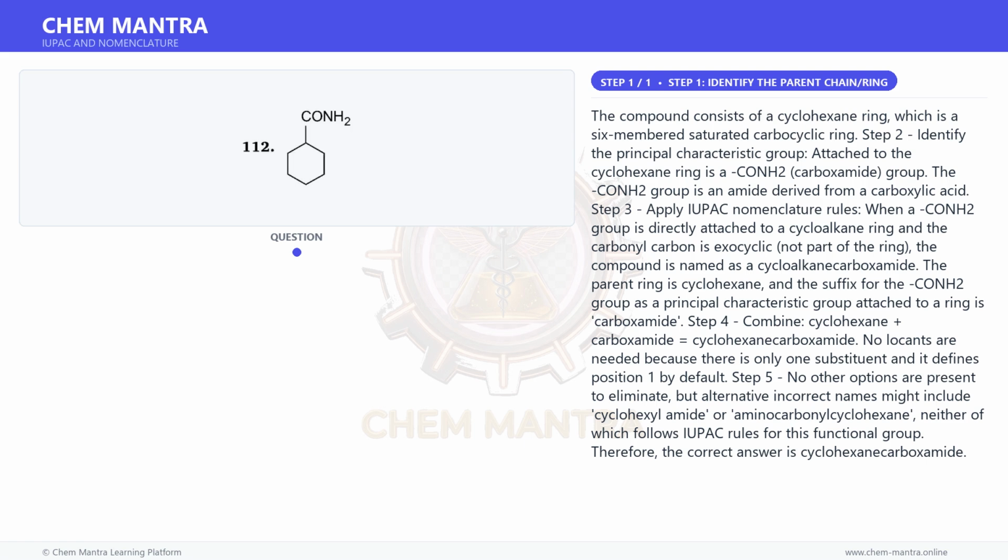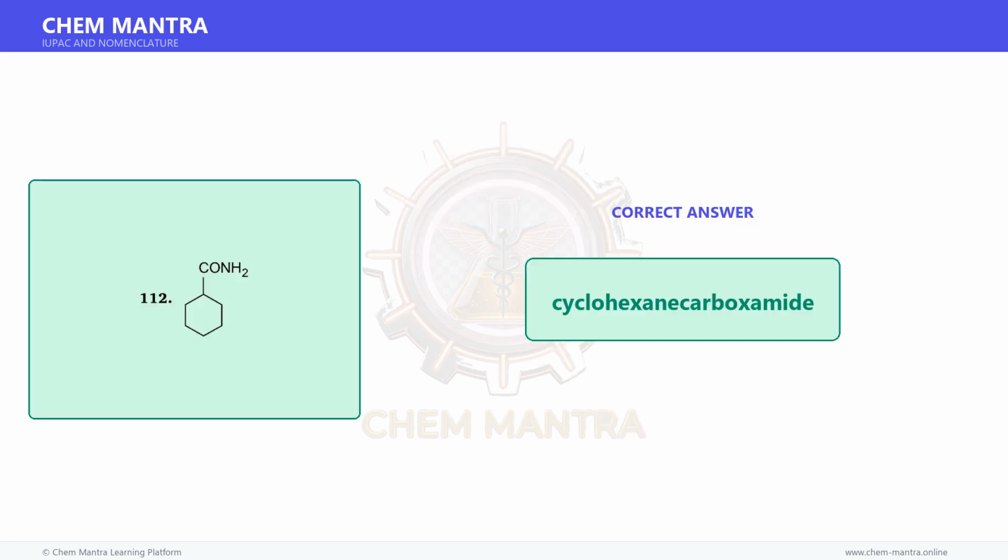Step 5. No other options are present to eliminate, but alternative incorrect names might include cyclohexyl amide or aminocarbonyl cyclohexane, neither of which follows IUPAC rules for this functional group. Therefore, the correct answer is cyclohexanecarboxamide. The correct answer is shown on screen.